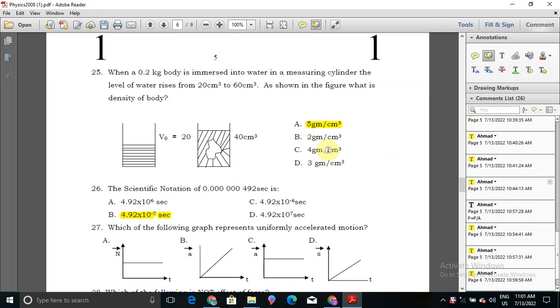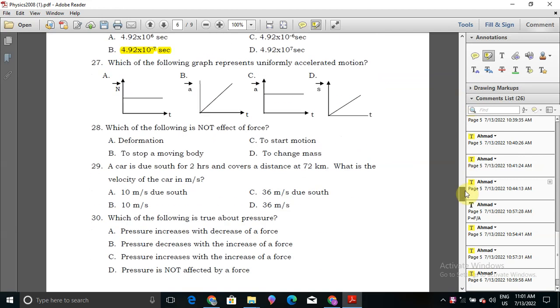Now in question number 27, it says which of the following graphs represents uniformly accelerated motion? First of all, what's the meaning of uniformly accelerated motion? It is the motion of an object along a straight line with a constant increase in its velocity. So that means the correct answer for question number 27 is choice C.